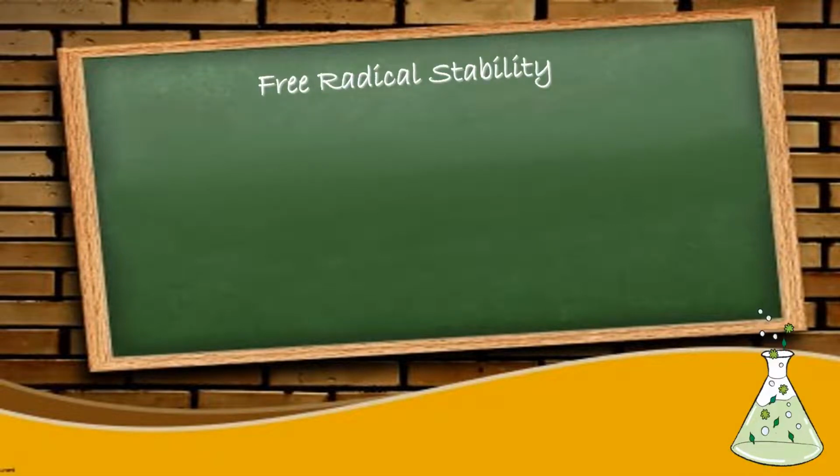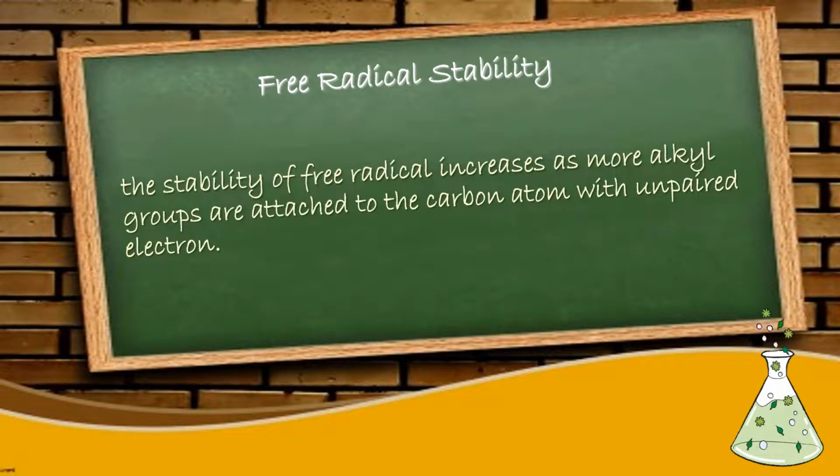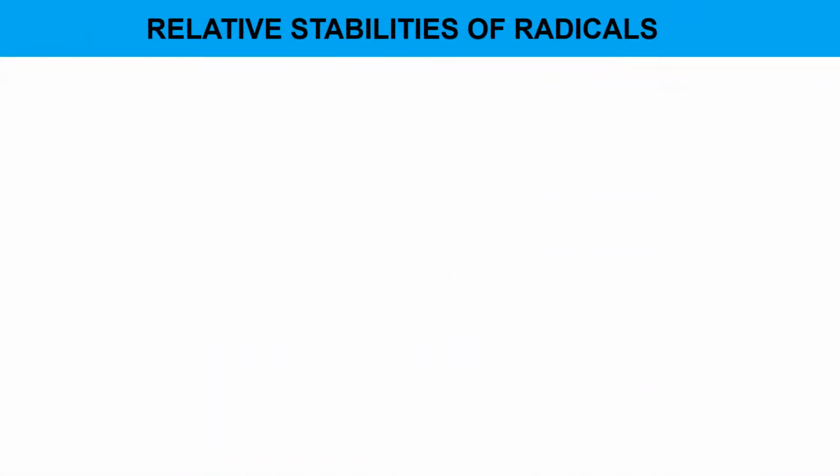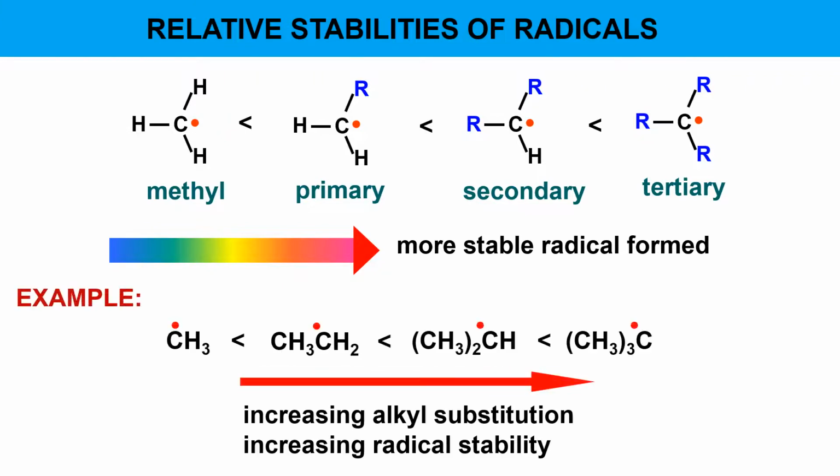Free radical stability. The stability of free radical increases as more alkyl groups are attached to the carbon atom with the unpaired electron. Relative stabilities of free radicals. Among all the classes of free radicals, tertiary free radical is the most stable free radical, followed by secondary and primary free radical. Methyl free radical is the least stable one. Example: increasing alkyl substitution, increasing radical stability.